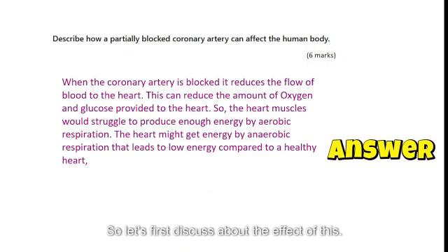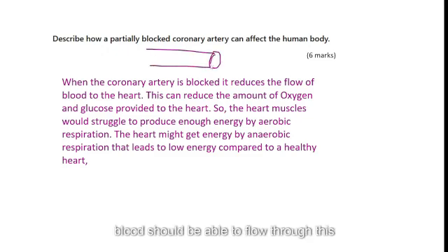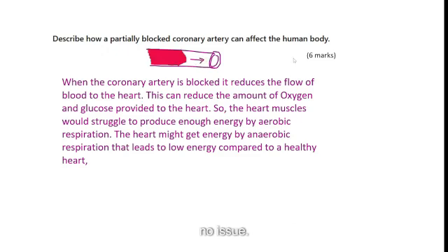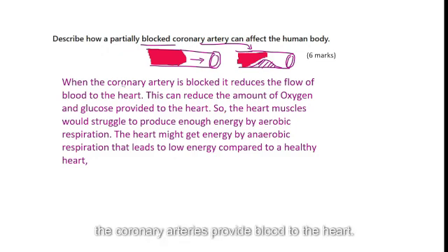So let's first discuss the effect of this. A coronary artery is normally supposed to be like this, and then blood should be able to flow through this without any hindrance. So there'll be no issue. However, when there are fatty deposits and they have reduced the internal diameter, the blood flow is significantly hindered. The blood flow is not enough. Because of the fatty deposit, the effective cross-sectional area has reduced. This is what we call a partially blocked coronary artery. The coronary arteries provide blood to the heart.